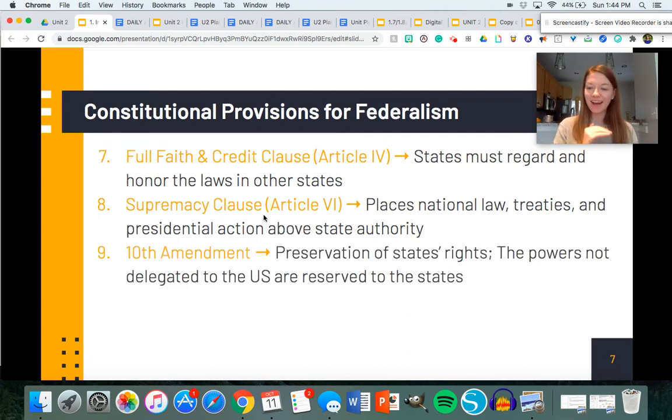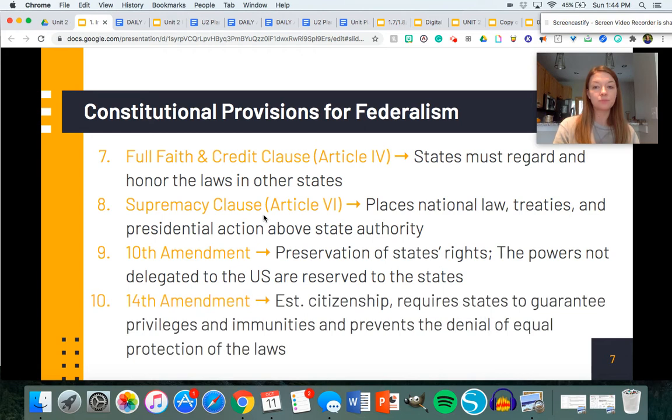Now, on the flip side, we have the 10th Amendment, which is going to preserve states' rights. Under the Articles and even beforehand, states were the ones that were involved in issues that people dealt with on a daily basis. They were the ones that were impacting citizens closely. And the Founding Fathers, and especially those anti-federalists, wanted to keep it this way. So the 10th Amendment preserves those states' rights. The powers not delegated to the United States are reserved to the states.